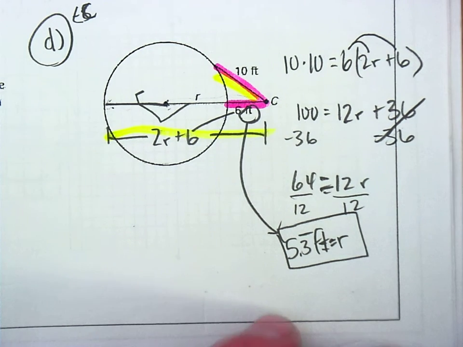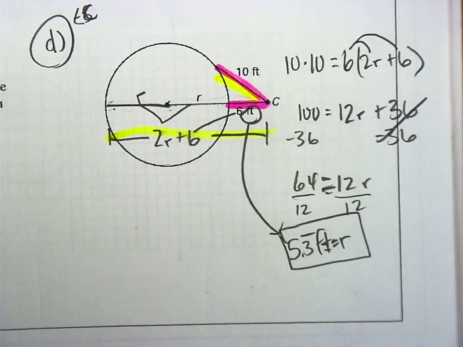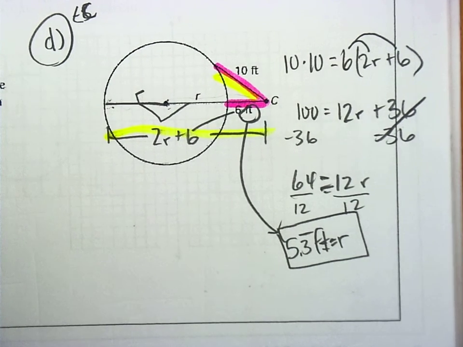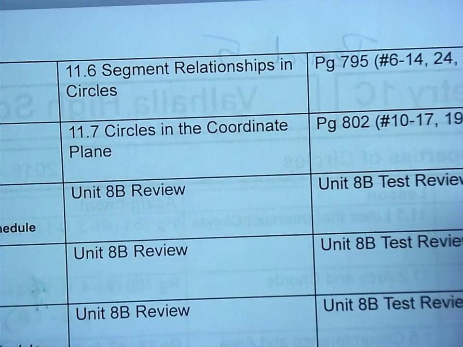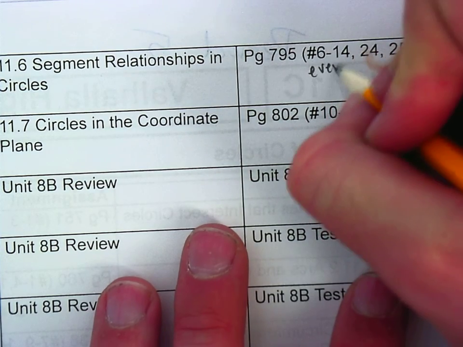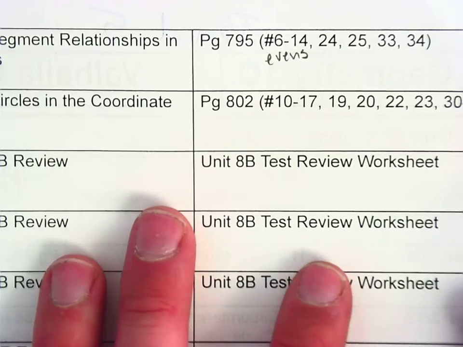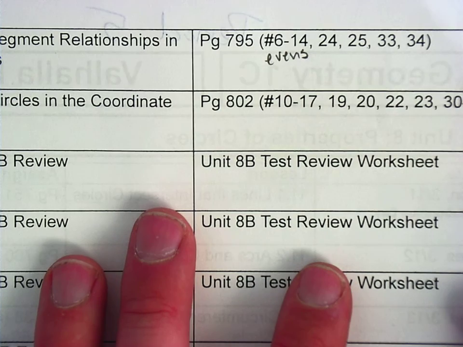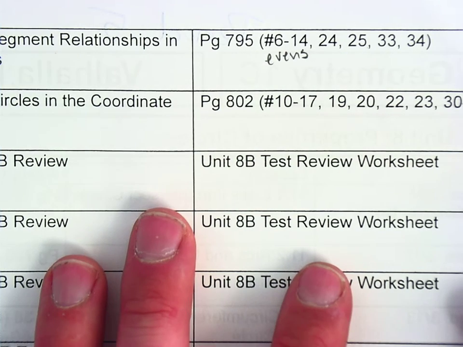So now would be a great time to pull out a blank piece of paper and start working on your homework. It's on the board, actually both boards, the schedule and on the front of the board under agenda. But I'll also show you here in the packet. I amended it. It's 6 through 14 evens. And then the rest of these problems you'll also do: 24, 25, 33, and 34. So that's the homework.